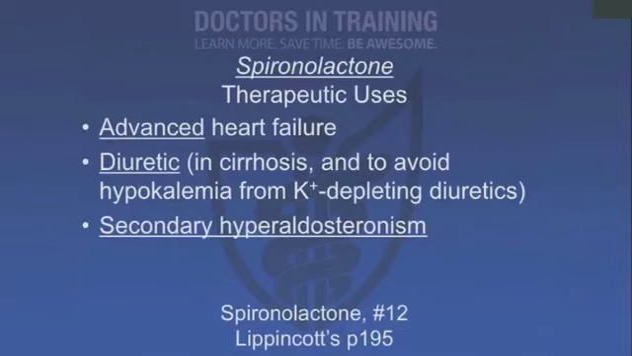It's sometimes used as a diuretic. It is the diuretic of choice in patients with cirrhosis, and it's sometimes given along with diuretics that are going to cause potassium depletion, such as loop diuretics, in order to counteract some of that potassium depletion. Spironolactone can also be used in patients who have secondary hyperaldosteronism. So they have high levels of aldosterone. You want to blockade that with an aldosterone antagonist.